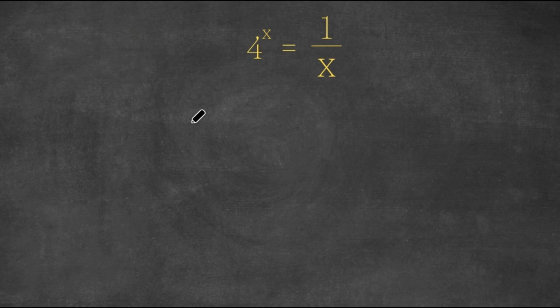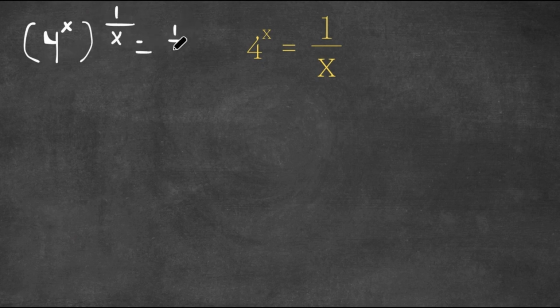In today's video, I'm going to be teaching you guys how to solve this exponential equation. So we have 4 to the power of x is equal to 1 over x. Now, what I'm first going to do is I'm going to take the power of 1 over x on both sides. So now this leaves us with 4 to the power of x, to the power of 1 over x, is equal to 1 over x to the power of 1 over x.